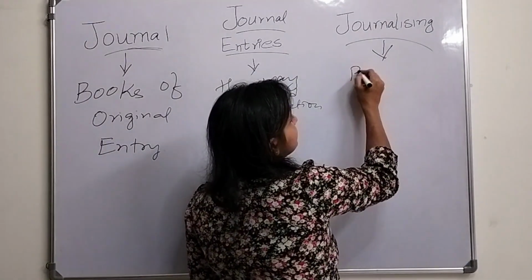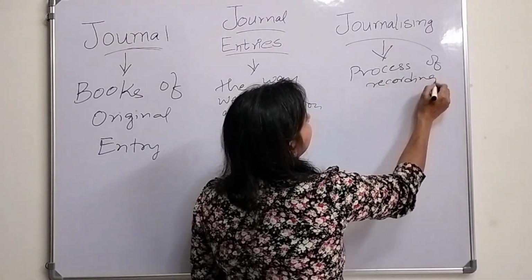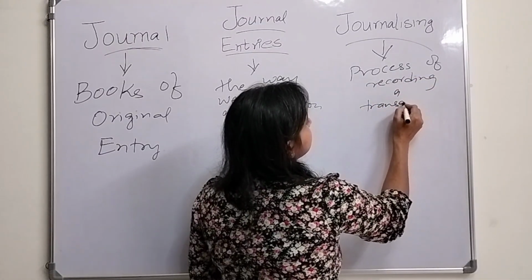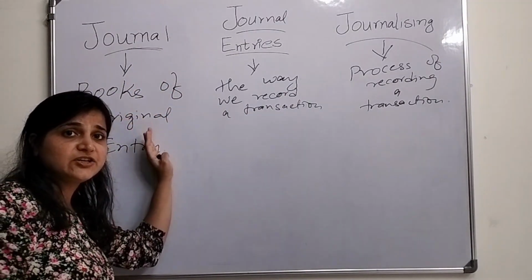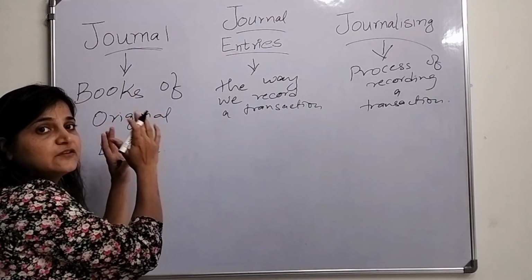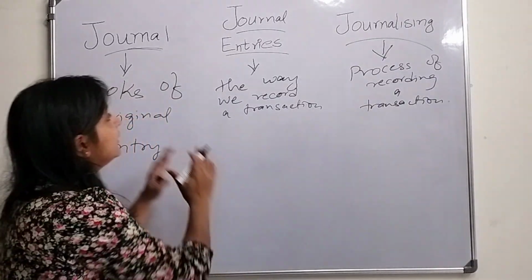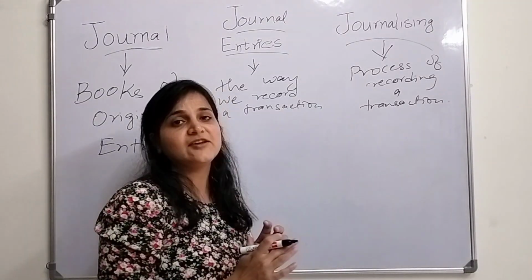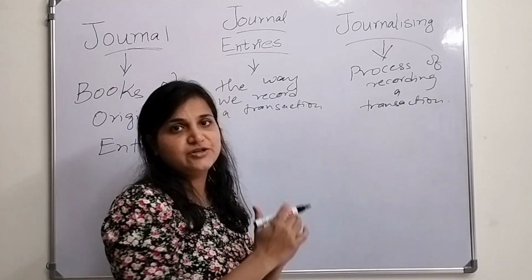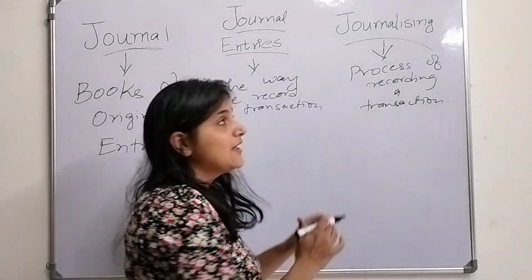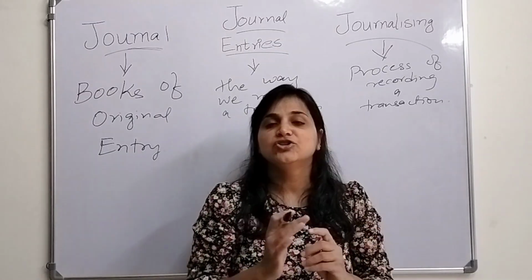This is the process of recording a transaction in the books, in the journal book. So what is a journal? It is a book in which a transaction is going to get recorded. That is why it is also known as the books of original entry. The way we record the transaction is known as journal entries. We pass the journal entries in the journal book, and the process of recording a transaction in the book is known as journalizing.